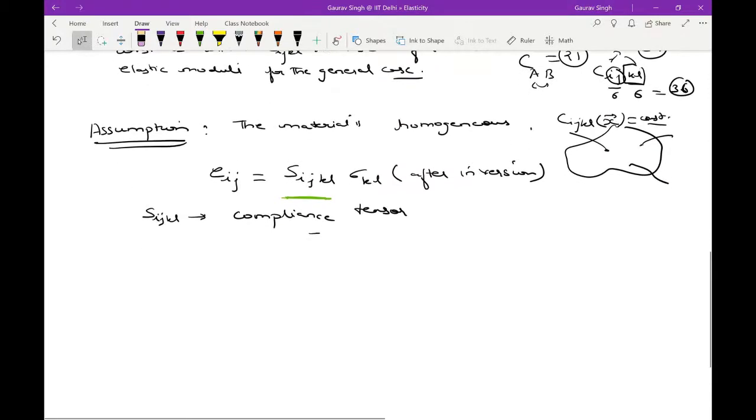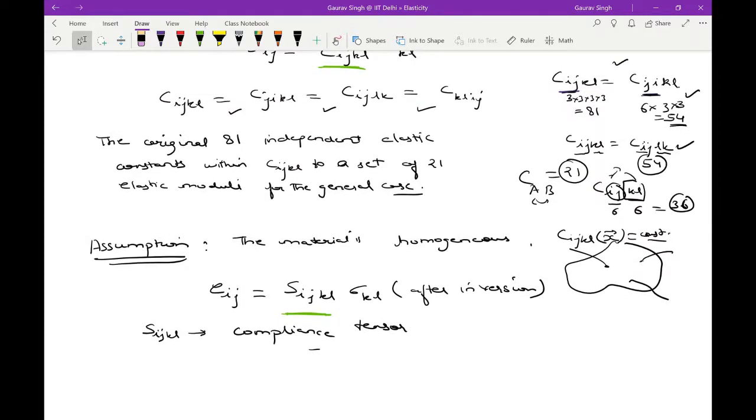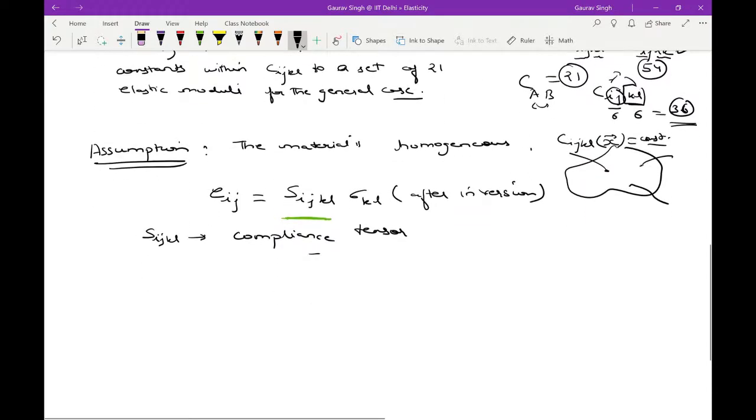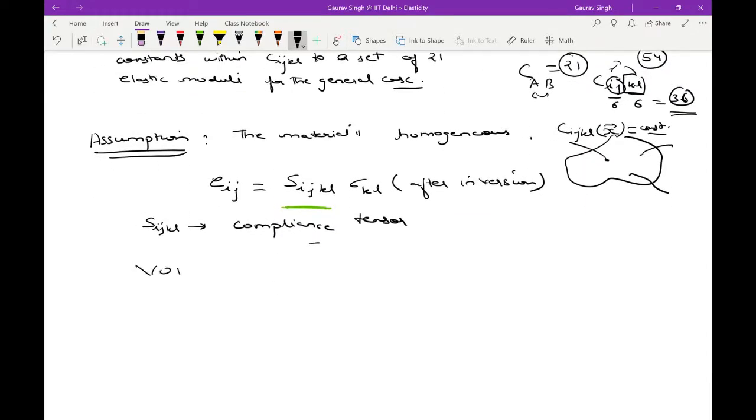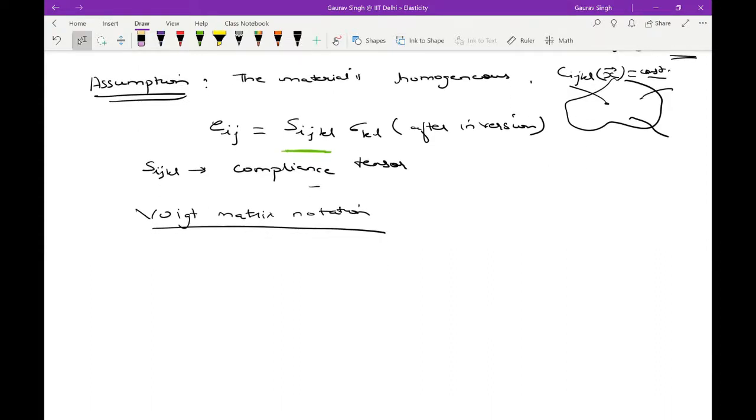Okay, and we had also seen that because of the symmetry of stress and strain, you can reduce it to these 36 components. So we have the so-called Voigt matrix notation, so we don't have to write all those 81 components, even though many of them would be symmetric. So let's see what that is. You write C11, C12, C13, sorry, C14.